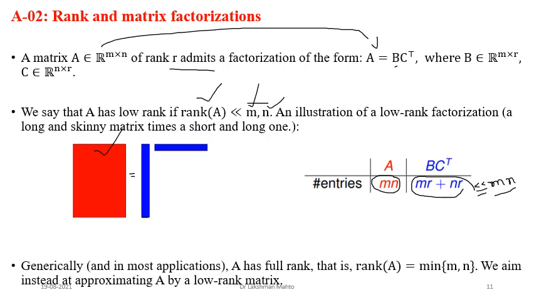Geometrically, in most applications we assume that A is a full rank matrix. What is the meaning of a full rank matrix? The rank of the matrix is equal to either the number of samples or the number of dimensions, whichever is minimum. So this is the definition of a full rank matrix.